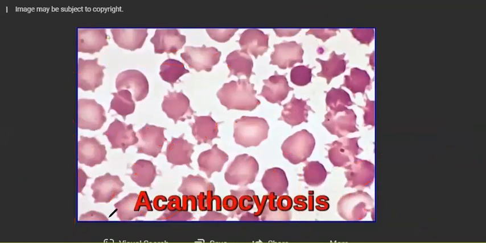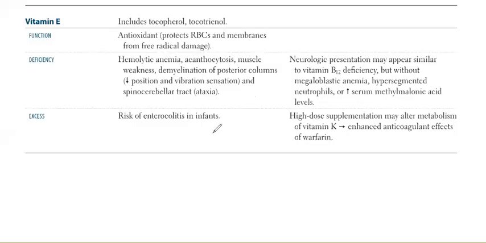You see this? These are acanthocytes. This is an acanthocyte. These are acanthocytes. Their shapes are somewhat star shaped. They have these thorns. These little things are called thorns. So this is acanthocytosis. I'm just showing you this picture so that you may remember the shape of these RBCs.